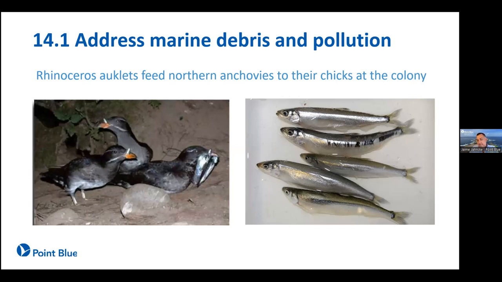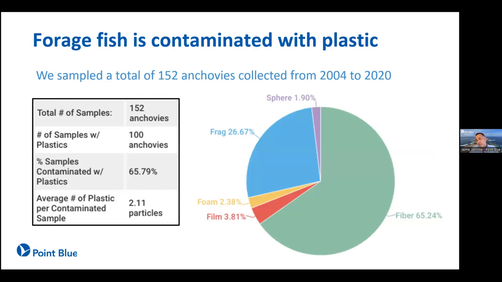We have collected a few of these fish and kept them in the freezer for several years. We looked at a few of these fish collected between 2004 and 2020 to understand if the fish contained plastic inside of them. From about 150 fish that we sampled, we found that 100 of them had plastic inside of them. So about 66% of them had plastic. And on average, it was just over 2 particles per fish.